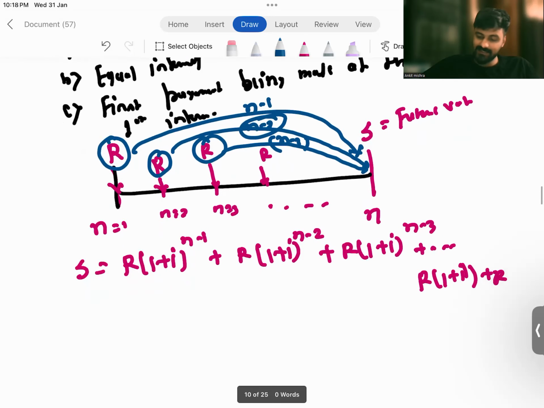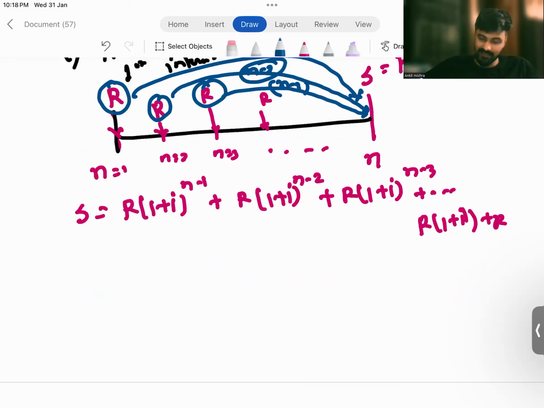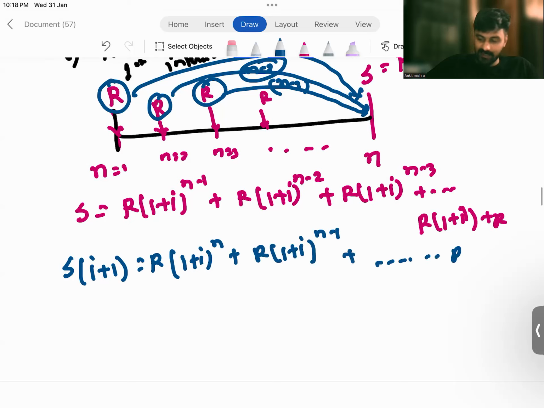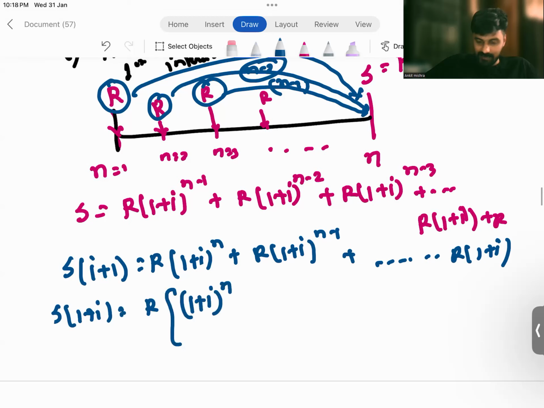Now you can see this is just a simple geometric progression in mathematics. So you can directly calculate these things. If you multiply S by 1 plus i, that equals R into (1 plus i) to the power n, plus R into (1 plus i) to the power n minus 1, and so on, and you can write R into (1 plus i), right? So you can write S into (1 plus i) equals R into (1 plus i) to the power n minus 1.